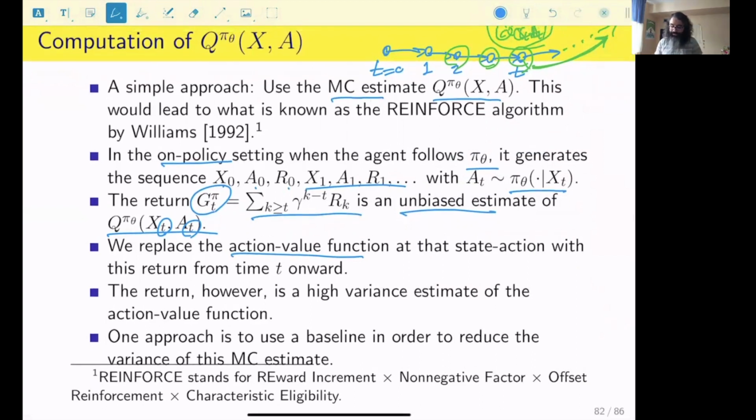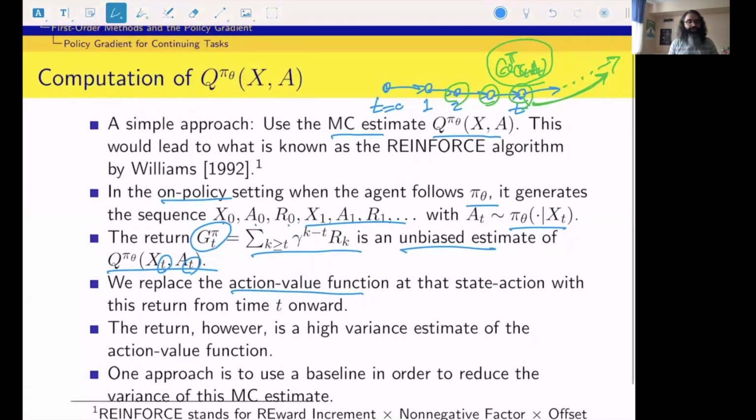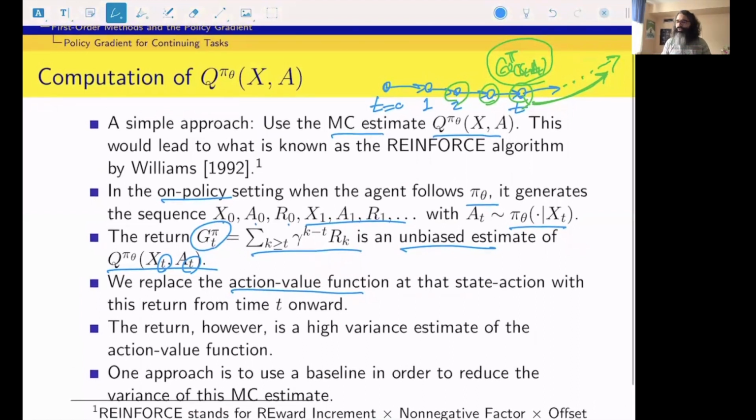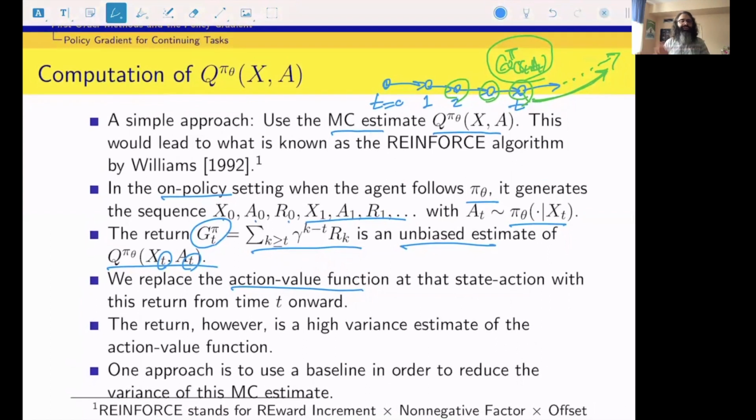This algorithm, if you do these things, is called the REINFORCE algorithm. It was derived in a different way. It was 1992. It wasn't derived using the policy gradient theorem, but they just directly went for something else and then showed that the computation leads to a certain procedure, which is exactly what I described here.